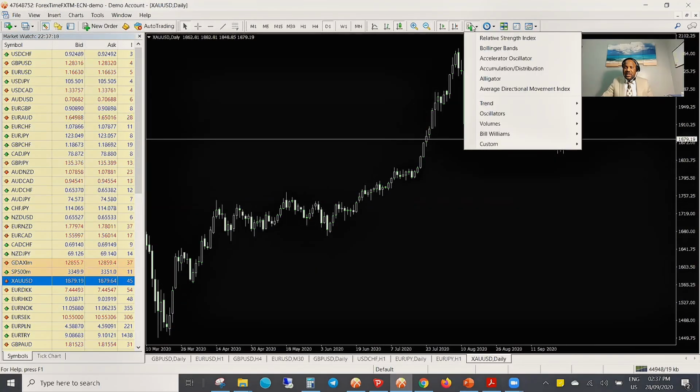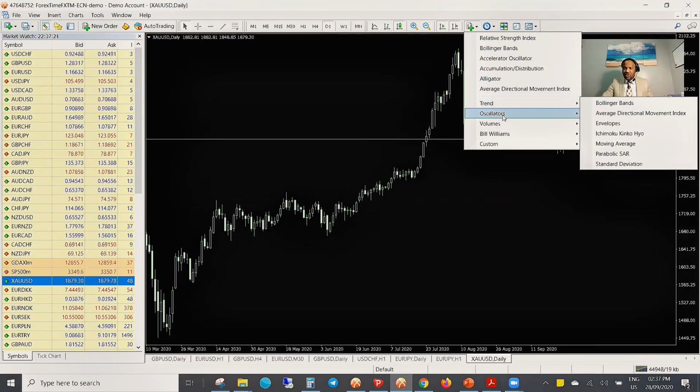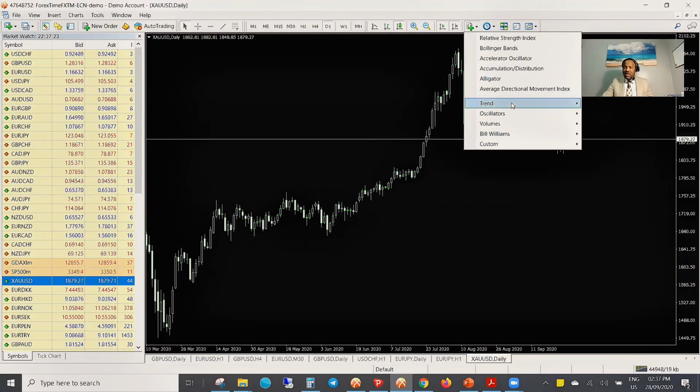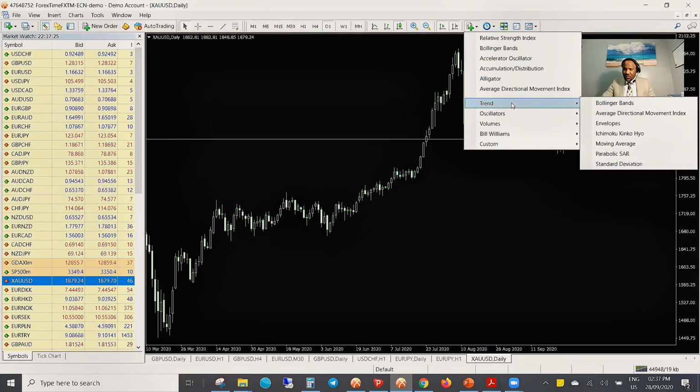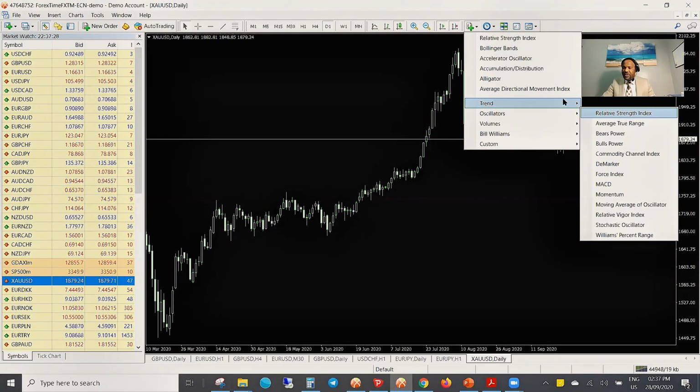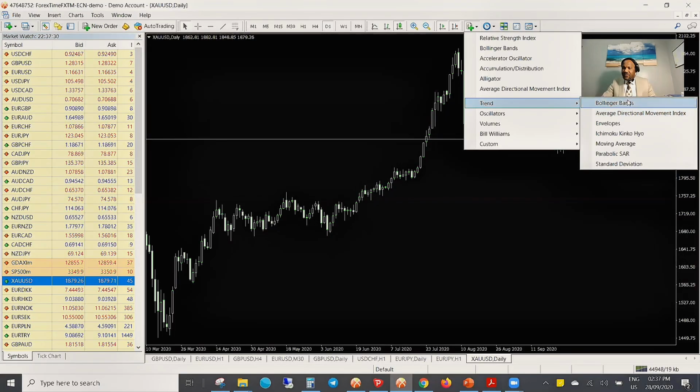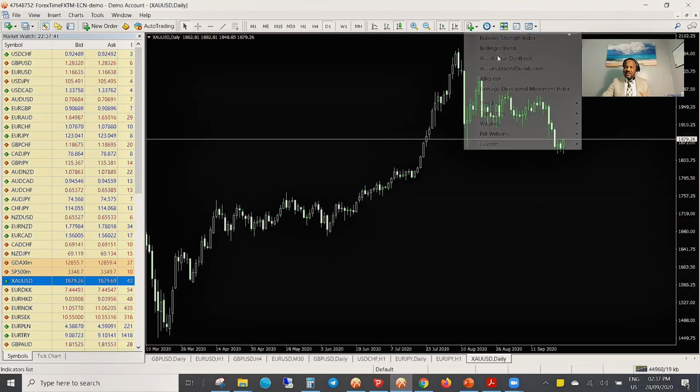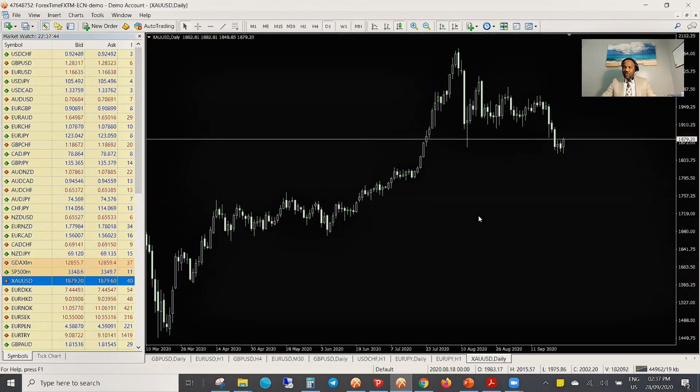Just click indicators and then go down to trend. See, there's trend, oscillators, volumes, Bill Williams, and custom. So just go to trend. When you get to trend, you look for any of them: Bollinger Bands, envelopes, Ichimoku Kinko, moving average, parabolic SAR, standard deviation, a lot of them. All right, and then you click. Once you click it, it will draw the indicator on your chart. Okay, I'm coming back to it. Just stay with me. I'm taking the class step by step.